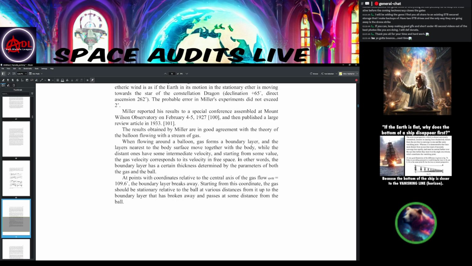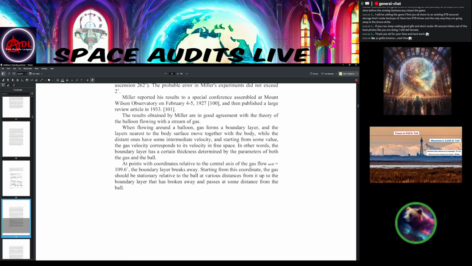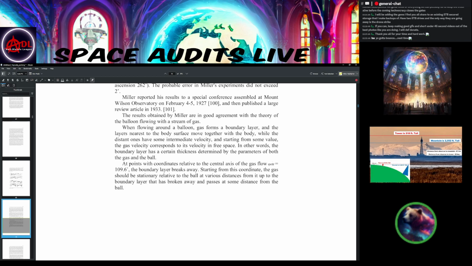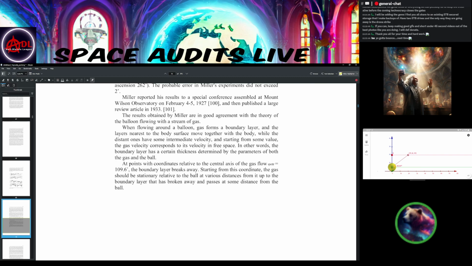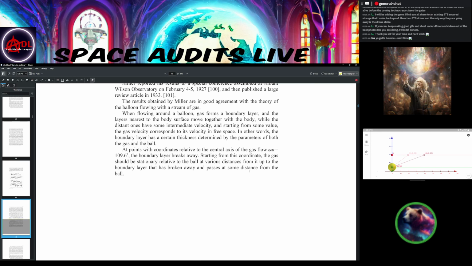which corresponds to the velocity in free space. In other words, the boundary layer has a certain thickness determined by the parameters of the gas in the ball. At points with the coordinates relative to a central axis of gas flow, equal to 109.6 degrees, the boundary layer breaks away. Starting from this coordinate, the gas should be stationary relative to the ball at various distances from it, up to the boundary layer that has broken away and past the distances of the ball.